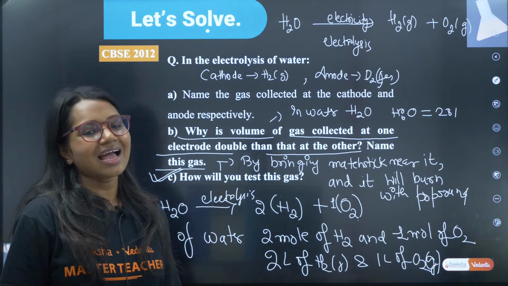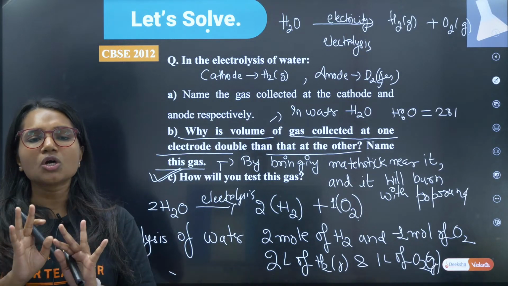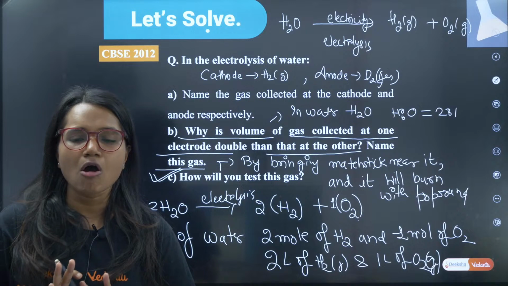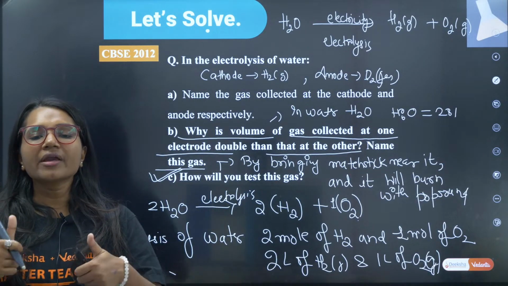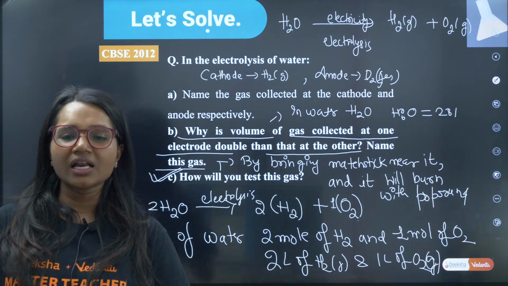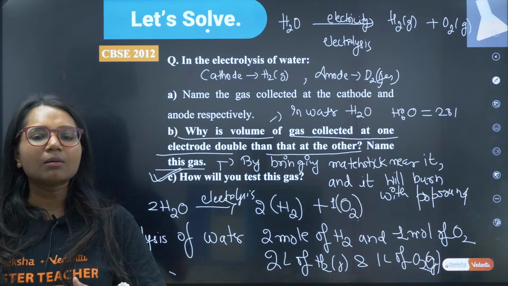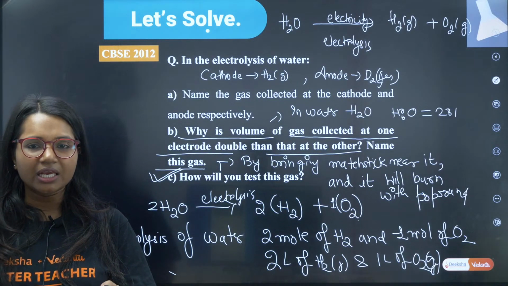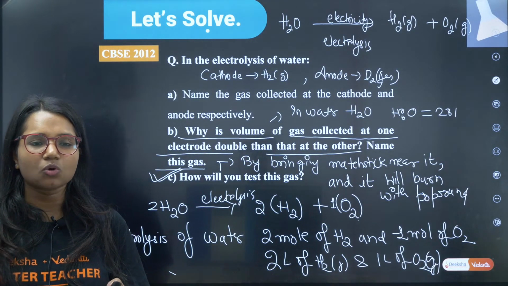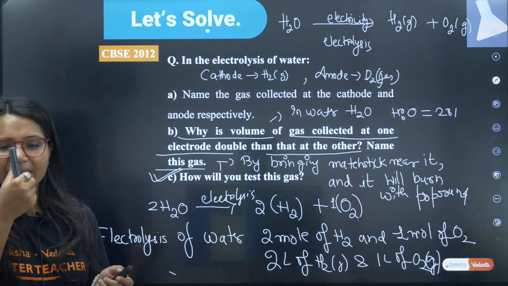How will you test this gas? You all have told me this answer. So I hope this question is crystal clear to all of you. Do give me a thumbs up if you have understood, so that we can move forward to the next question. Just have a look at the whole question. Okay, fine.